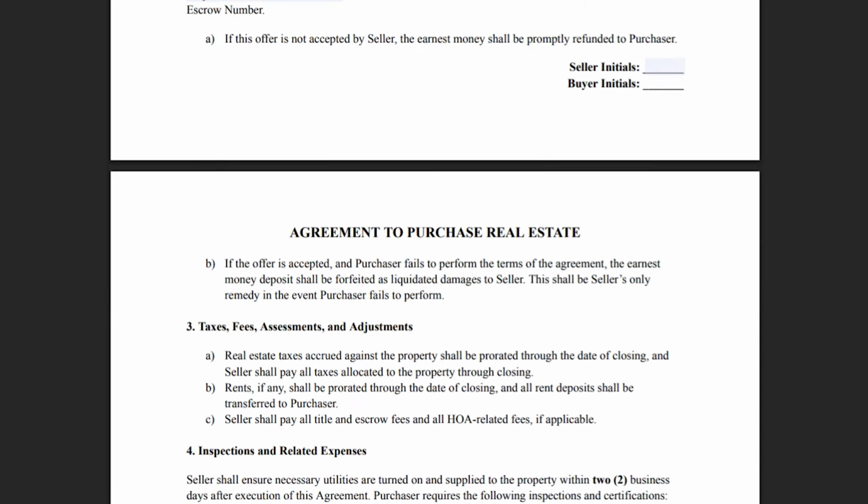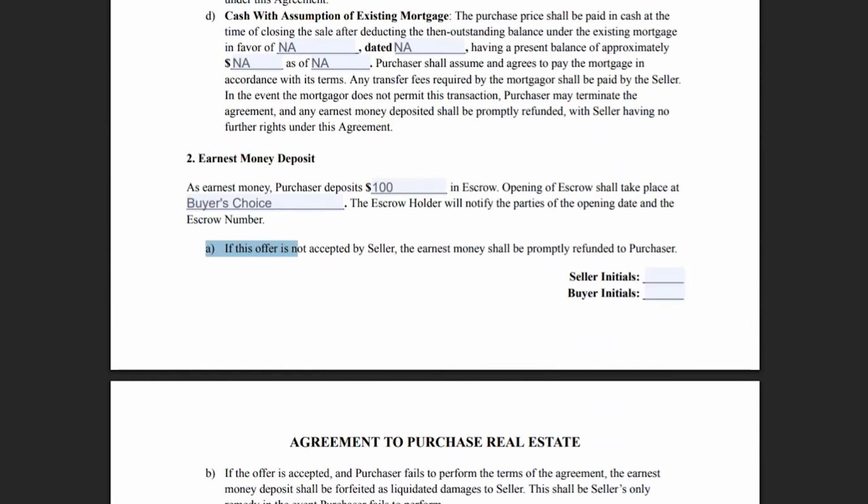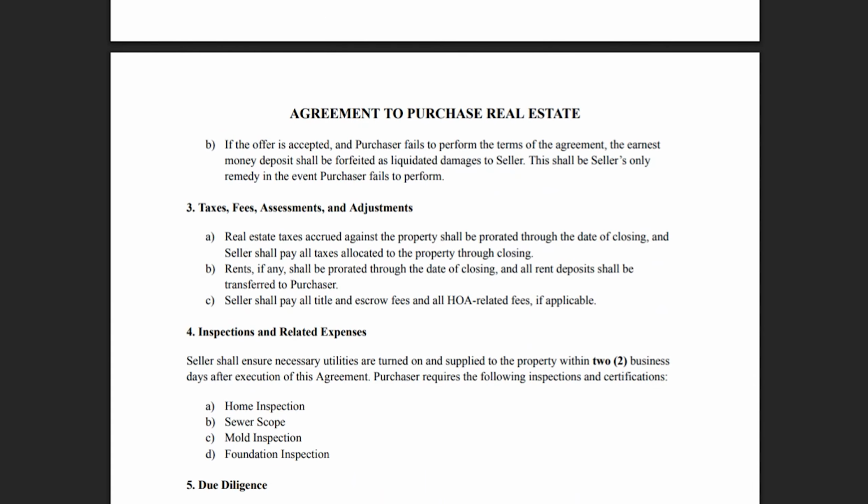This is where they're going to need to initial. So now it says, if the offer is not accepted by the seller, the earnest money shall be promptly refunded to the purchaser. If the offer is accepted and the purchaser fails to perform on the terms of this agreement, the earnest money deposit should be fully forfeited as liquidated damages to the seller. And this is the seller's only remedy and recourse, so they can't sue us.